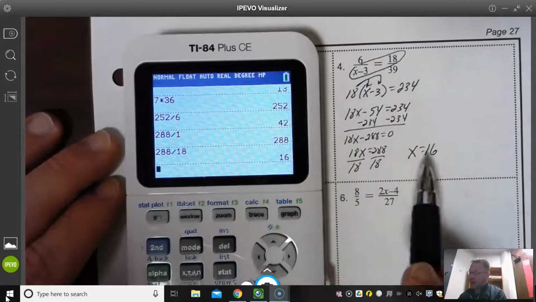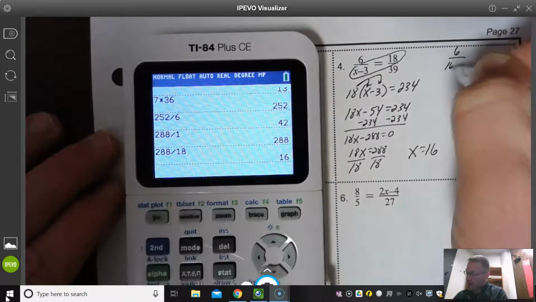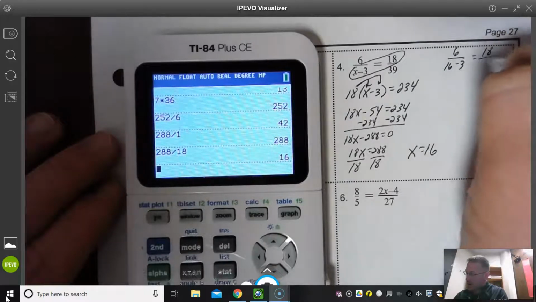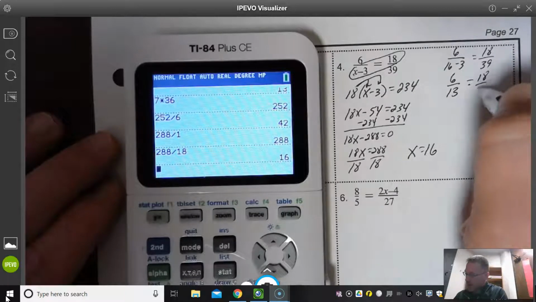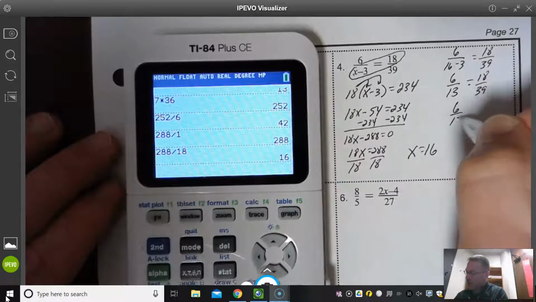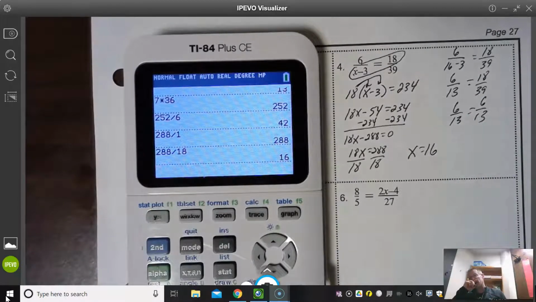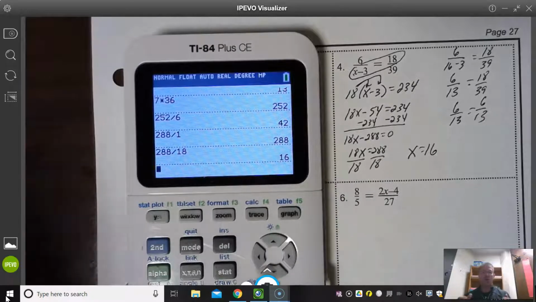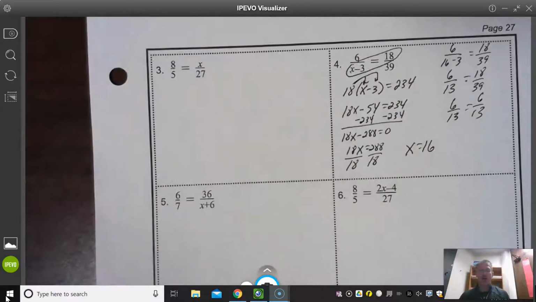And notice, once again, I can go back and plug that in. So I can have 6 over 16 minus 3 equals 18 over 39. And then I get back to that 6 over 13. From our prior work, we can see that this, once again, is going to be equivalent. So the nice thing about solving equations is you already have a nice built-in self-check to know if your work is correct or not. So there you go. That's our lesson on solving proportions.